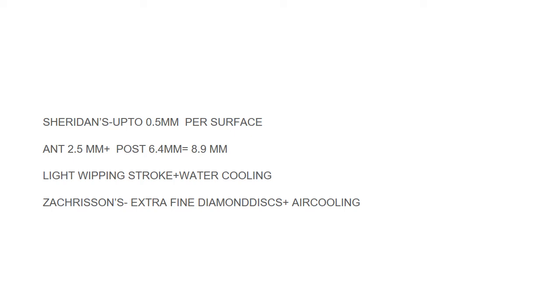of IPR. He advocated the use of light whipping strokes and use of water cooling to decrease the amount of heat that's generated, because we do not want to damage the pulp during IPR. Obviously, it's a mechanical procedure, so that results in heat production, and we don't want to damage the pulp during IPR. Zachrisson instead said that instead of using water cooling, we can use air cooling. And by using air cooling, we are also improving visibility, because when we use water to cool the surface, obviously some amount of visual access is impeded, and we can avoid that with the help of this.